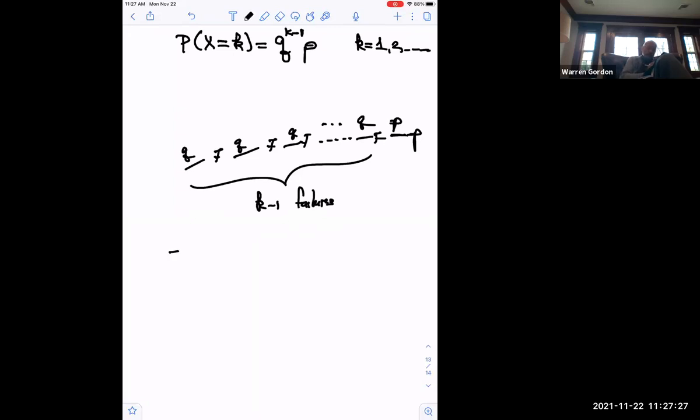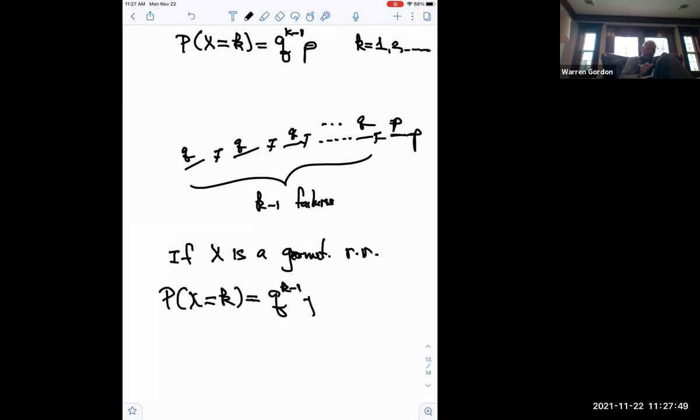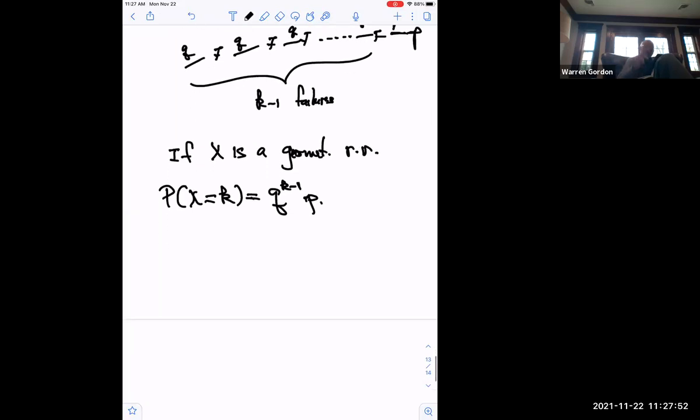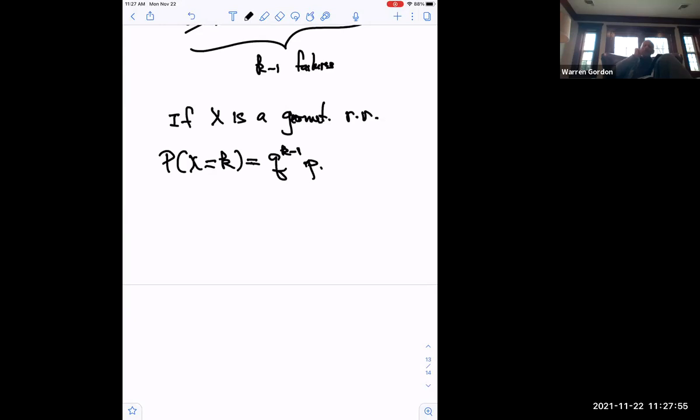Okay, so if X is a geometric random variable, the probability that we have our first success at K is equal to Q to the K minus 1 times P. Now we've looked at geometric distributions before as well. Remember the dice problem on your exam, for example, was actually a geometric distribution. We'll talk more about that later, perhaps.